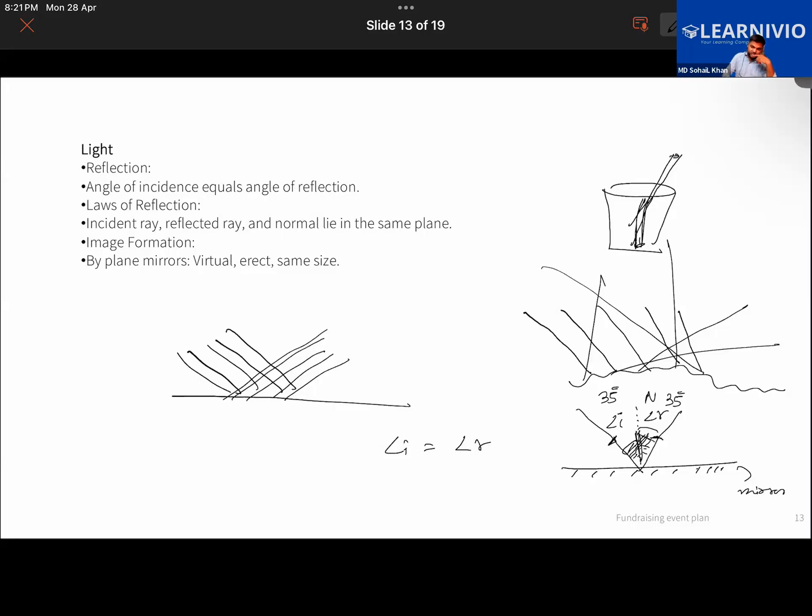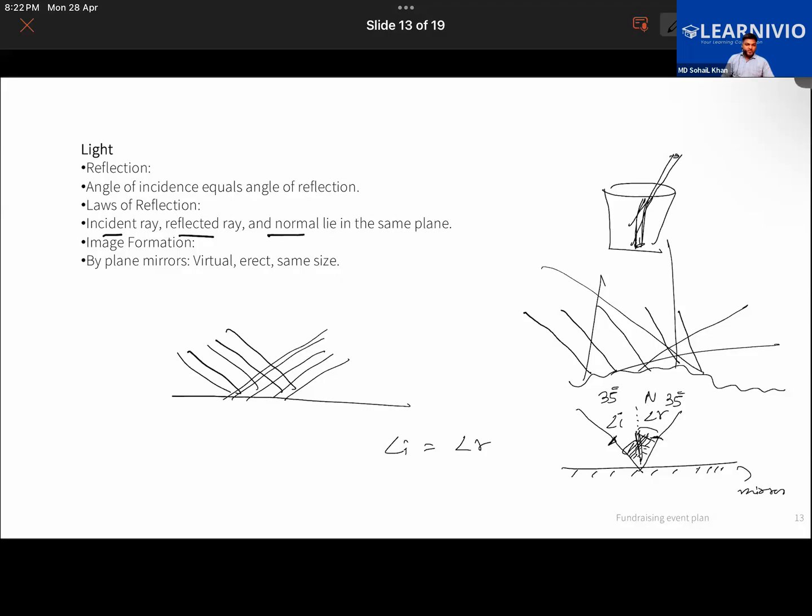So these two angles are equal to one another. We learned about these things. We have one more law that states that the incident ray, the reflected ray, and the normal all lie in the same plane. Further, we learned how the plane mirror forms an image.